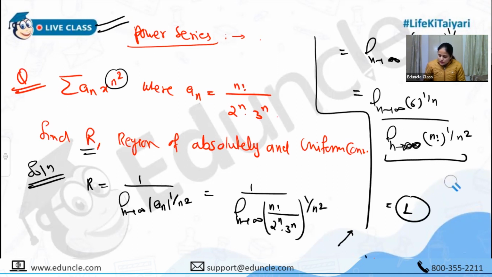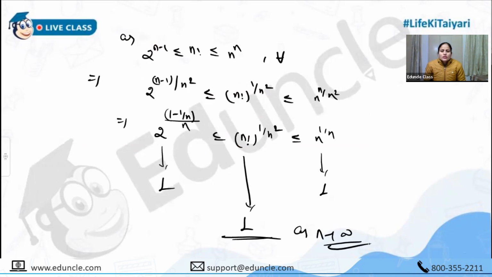So here the radius of convergence of this power series is 1. Okay, so now what will be the region?